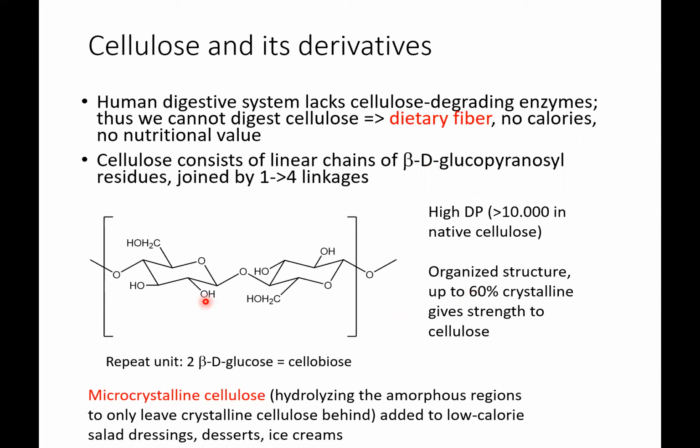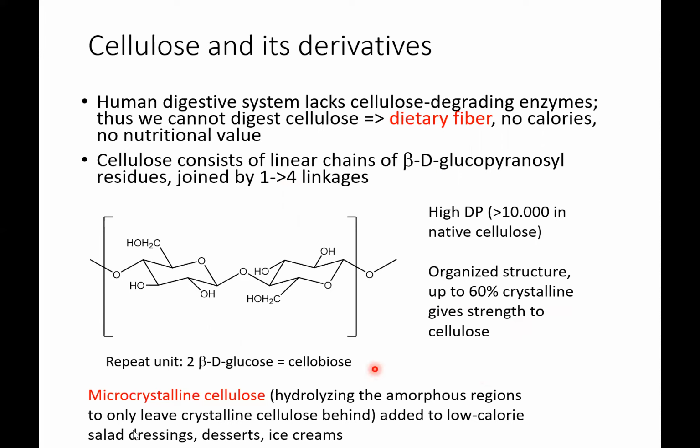So it has straight chains, no branches, very high DP, larger than 10,000, 14,000, even more in native cellulose. You can tell that these can stack nicely. Just take the same thing and put it in several layers here. So we have 60 and up to 90% crystalline areas. For example, in cotton, you have 90% crystalline areas, very strong structures and not really digestible.